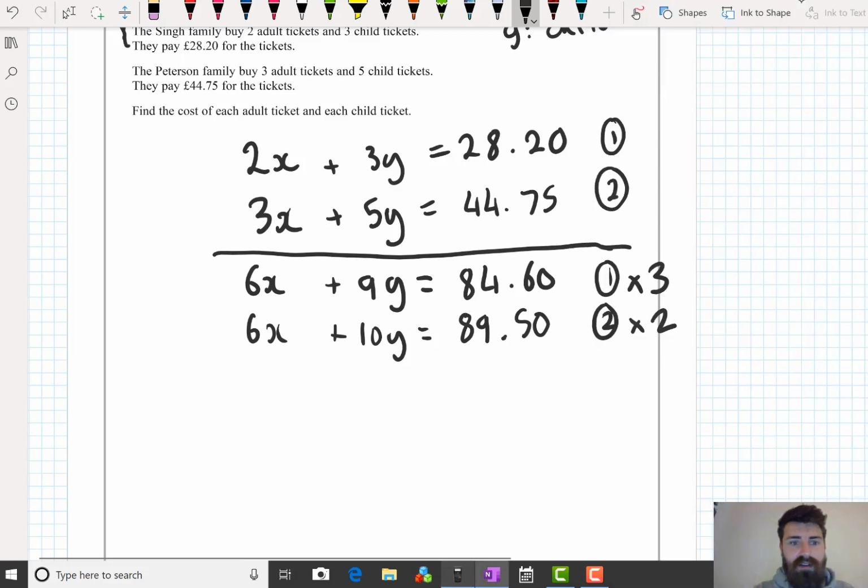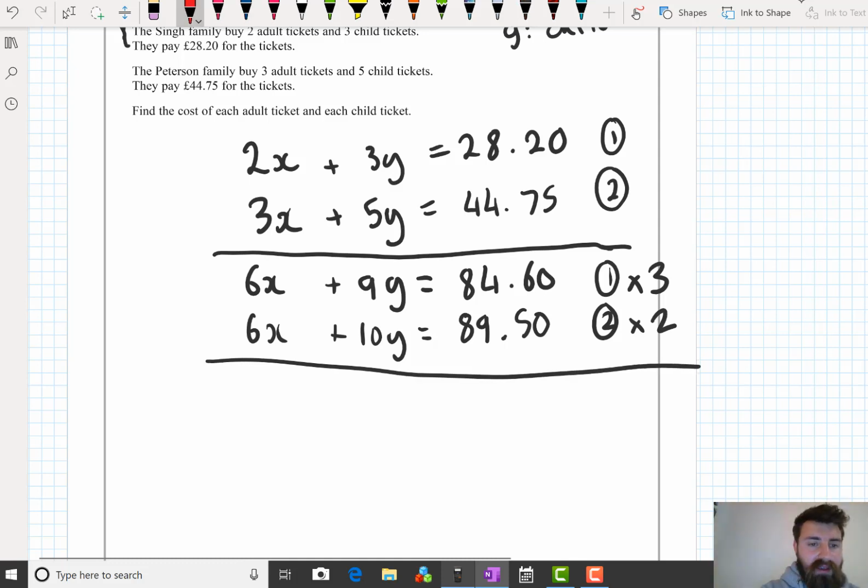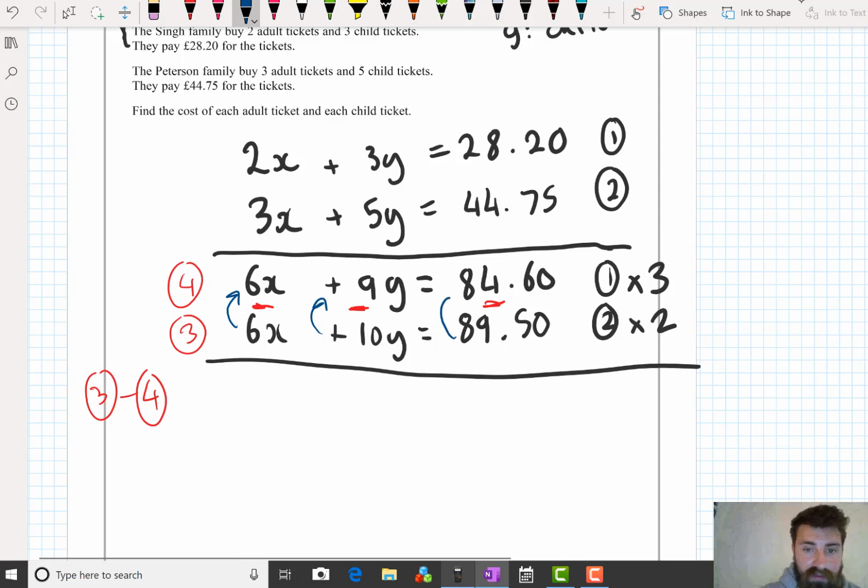Now, if you think about this as equation 3 and this one as equation 4, I'm going to do equation 3 subtract equation 4, simply because that's going to be 10y subtract 9y, as opposed to doing 9y subtract 10y and creating a negative. It doesn't matter if you do though, it will still work out the same in the end. So I'm putting a subtract in between these, and I'll put this arrow here to show very clearly how my thought process is working. 6x take away 6x. Gone. 10y take away 9y. 1y. £89.50 take away £84.60. £4.90.